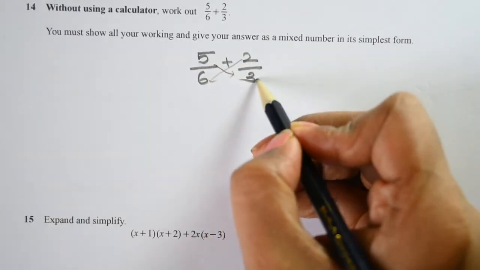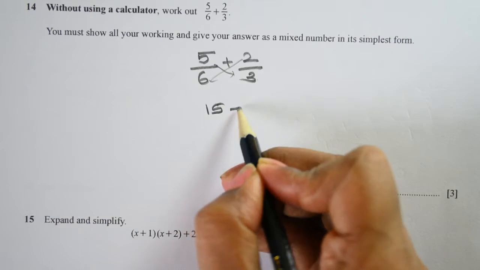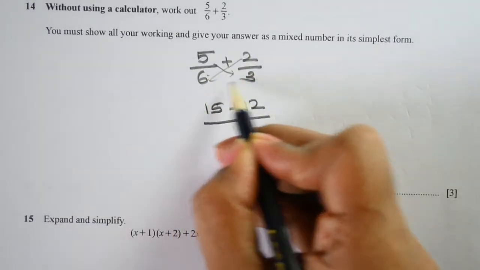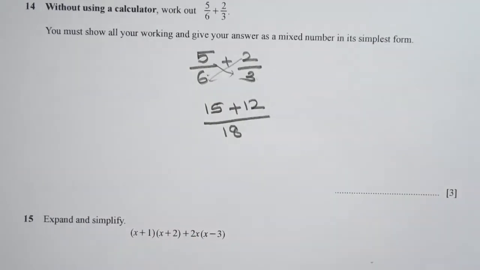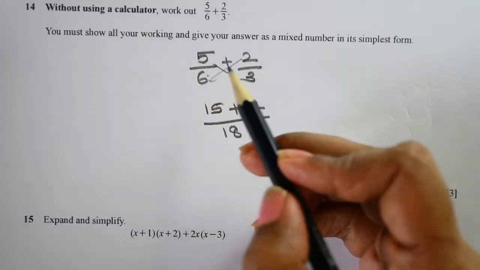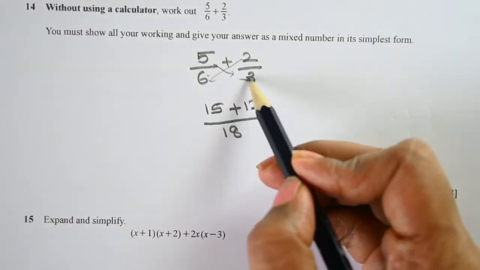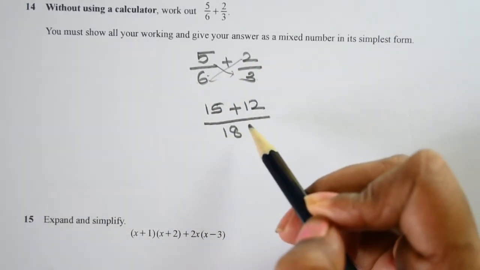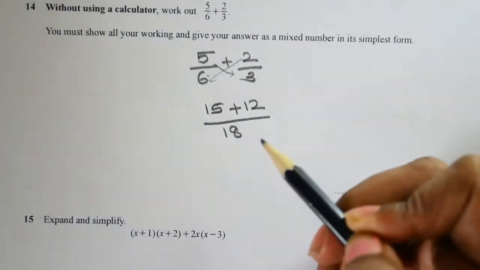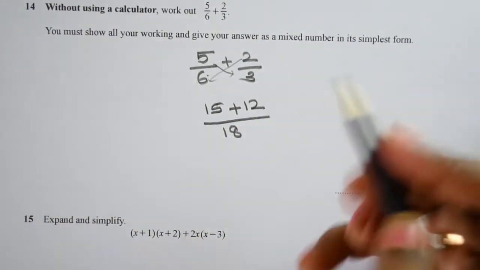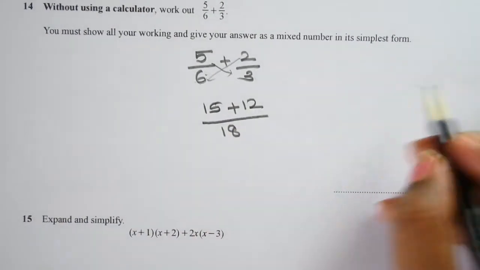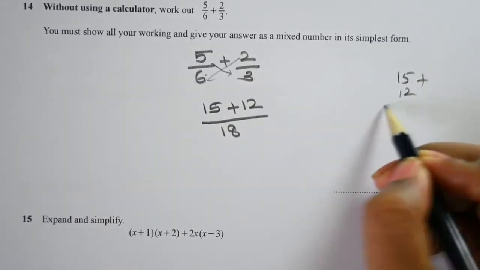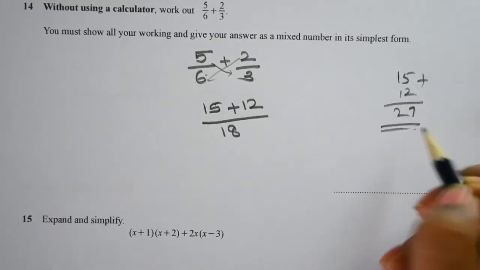First from here, 5 3s are 15 plus 2 6s are 12 by 6 3s are 18. Okay, so how will you solve this question? 5 3s are 15 plus 2 6s are 12 divided by 6 3s are 18. So what is 15 plus 12? 27, right? Otherwise you can use your calculator. 15 plus 12 is 27.